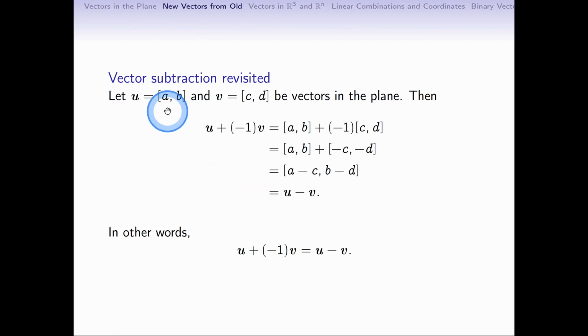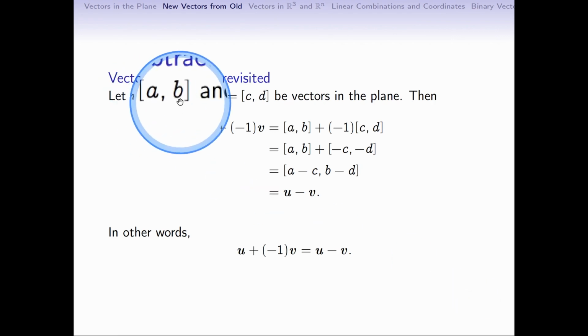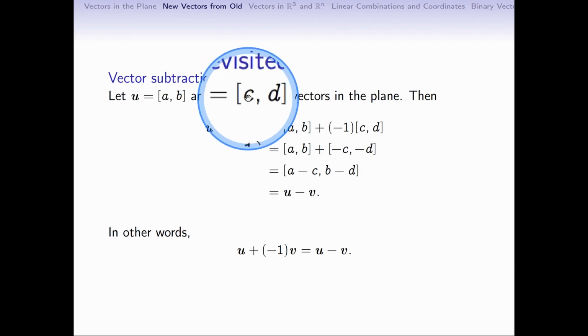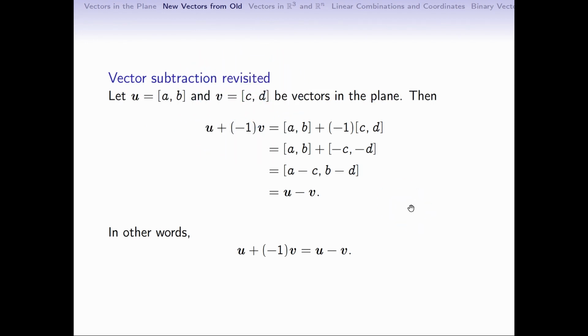And for the sake of argument, let's say that u has components a and b, and that v has components c and d. Now, to get started thinking about this calculation, let's imagine we were trying to calculate the following vector sum. I want to take u and add to it -1 times v. So what is that going to look like in terms of the components? I'll have (a, b) plus the scalar -1 times (c, d).